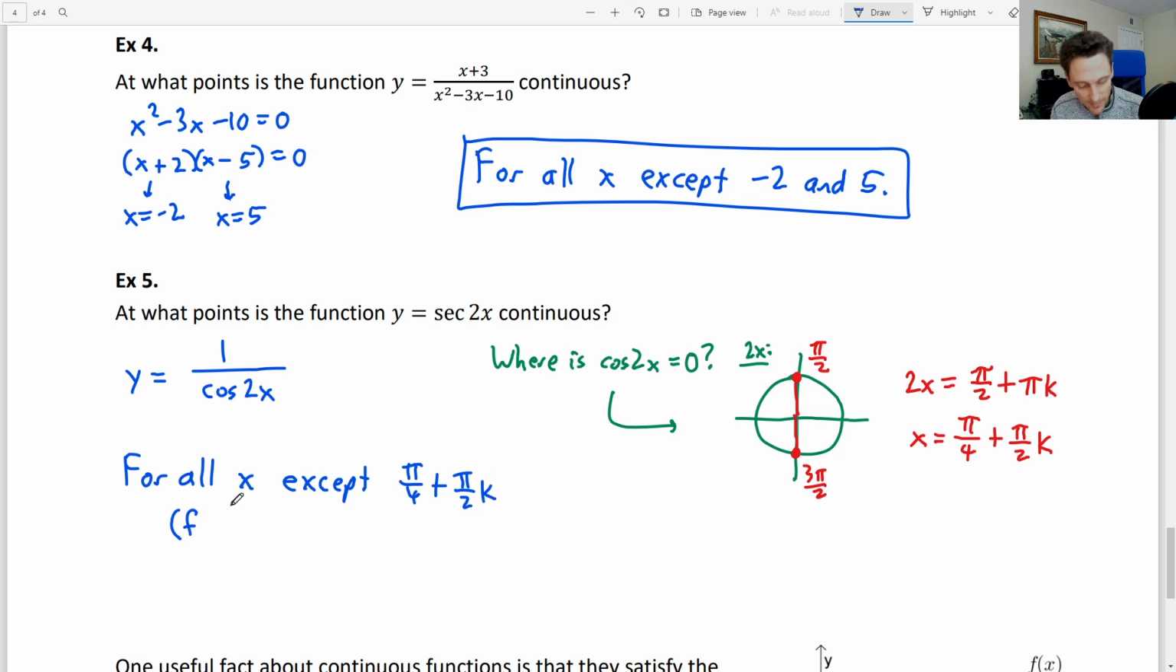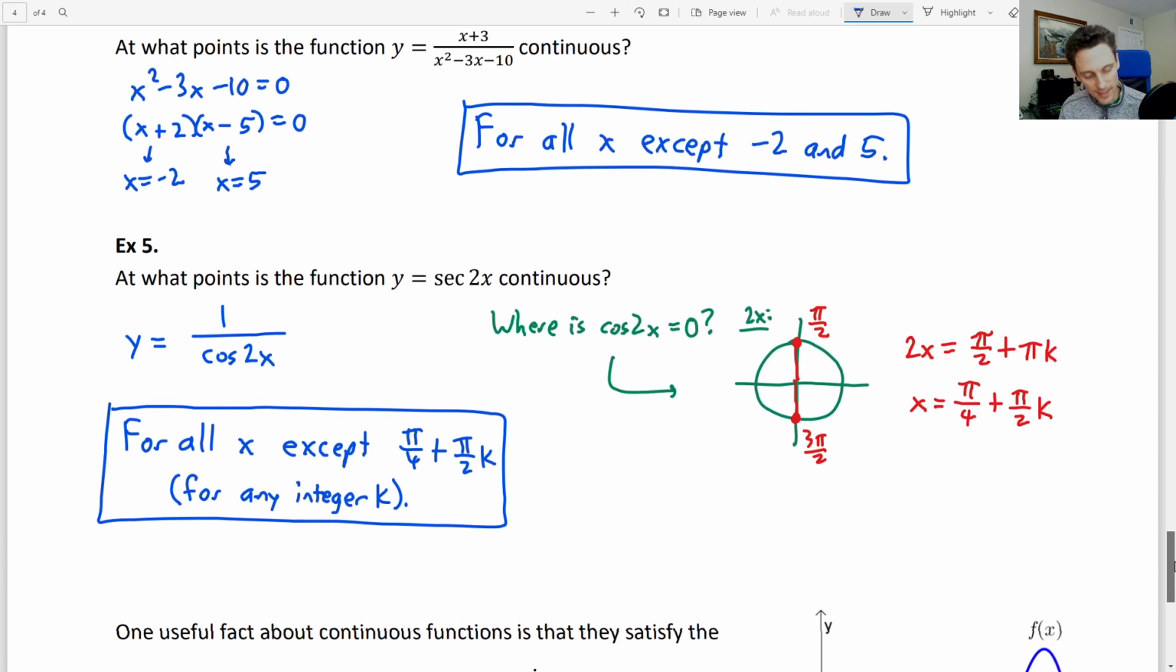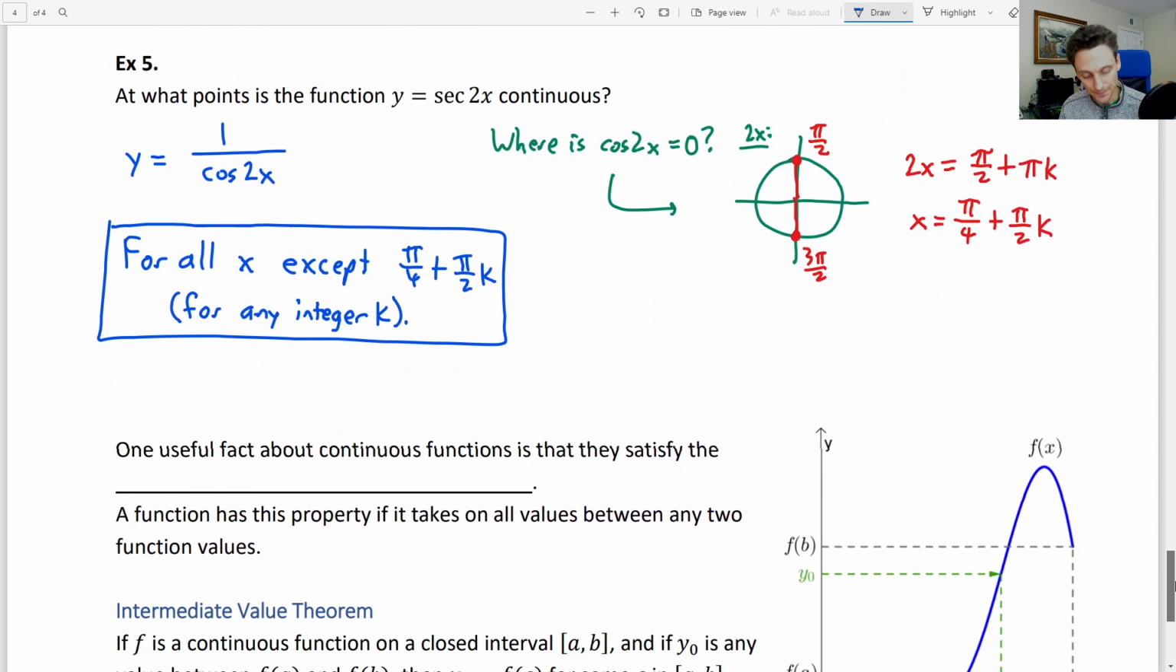And I'll just write as a reminder what k is. K is just any integer. It's understood at this point, so you don't have to write it, but it's nice to write it and show that you understand what k is. K is any integer. 0, 1, 2, 3, 4, 5, including the negatives, -1, -2, -3. That handles all the coterminal angles.